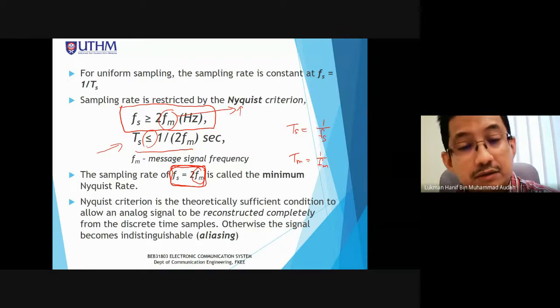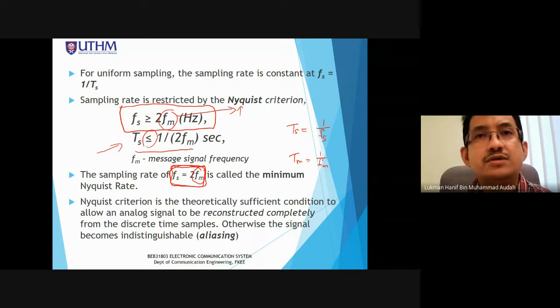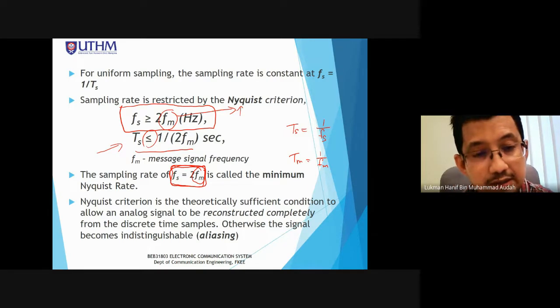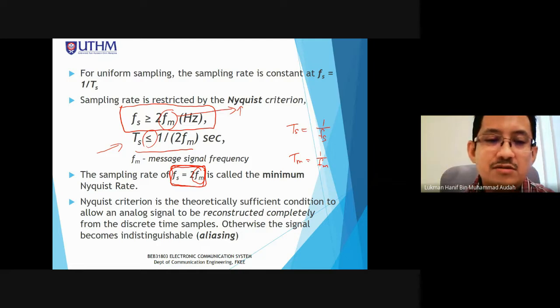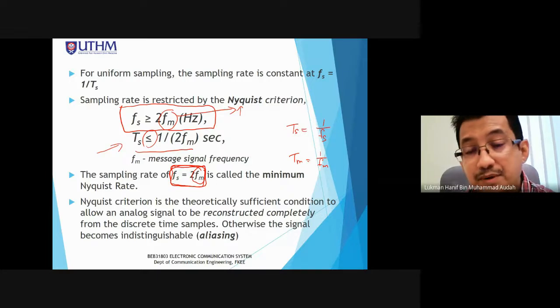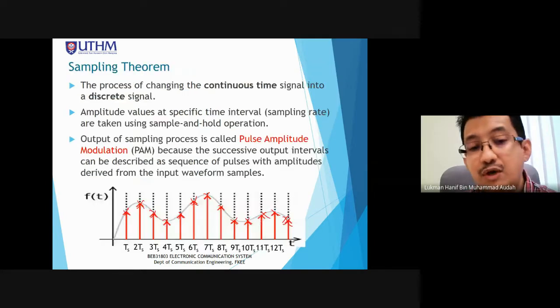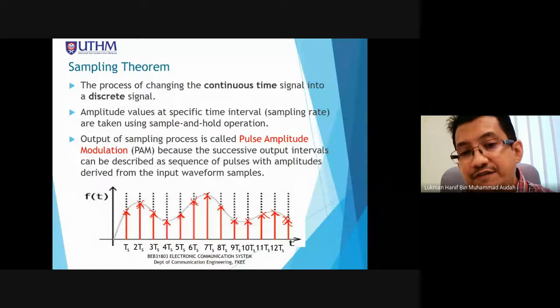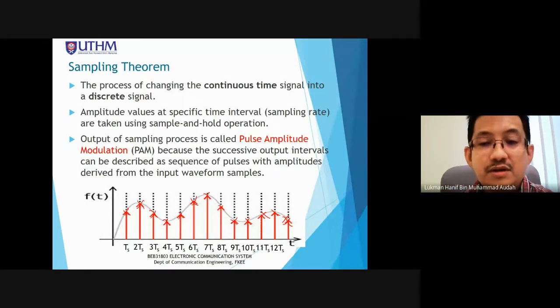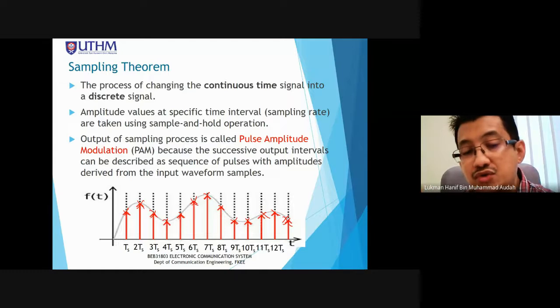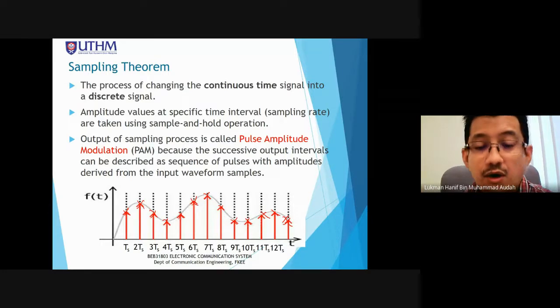So theoretically, we want the sampling frequency to be as high as possible, but not too high. Okay, so kalau kita sampel lebih banyak, bermakna kita akan menghasilkan output yang lebih tepat. Lebih tepat bermakna dia lebih tepat kepada input. Okay, because we take the samples. If you see from here, we take samples. So if we have many samples, that means the output that we produce is more accurate, or we can say of higher quality.